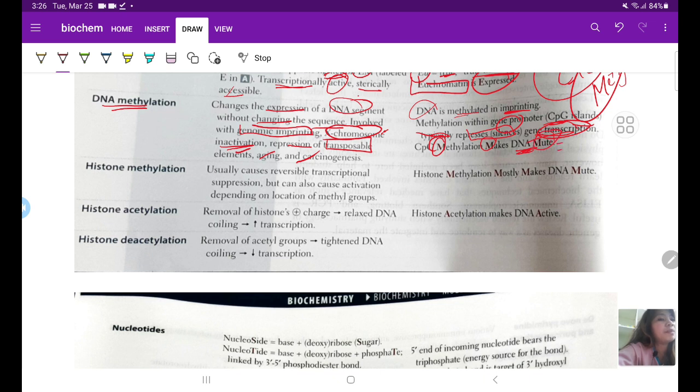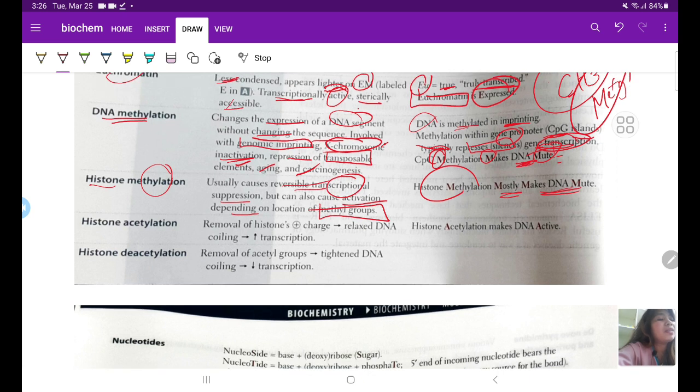Okay, next, histone methylation usually causes reversible transcriptional suppression but can also cause activation depending on location of methyl groups. Histone methylation mostly makes DNA mute.